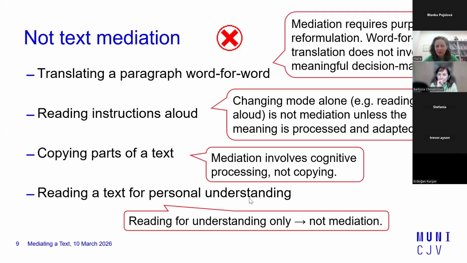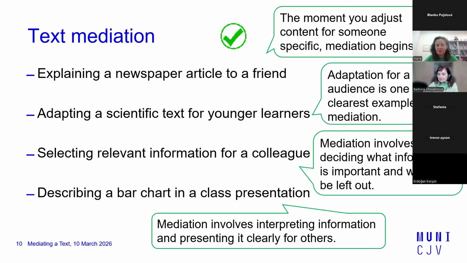So let's have a look at the following slide where there are clear examples of text mediation. When you explain a newspaper article to a friend, when you adapt a scientific text for young learners, or select information, or interpret a bar chart, these are typical examples of mediations because you need to adjust the content. Cognitive processing is important part of it. You really pay attention and focus on who you are adapting the text, mediating the text, interpreting information for.